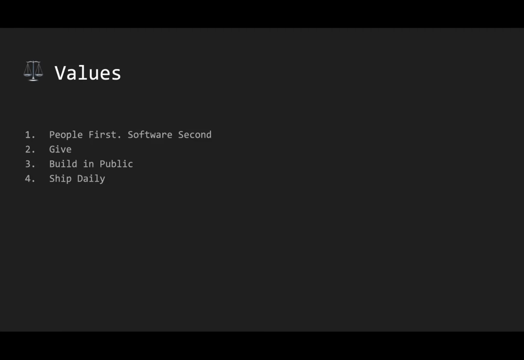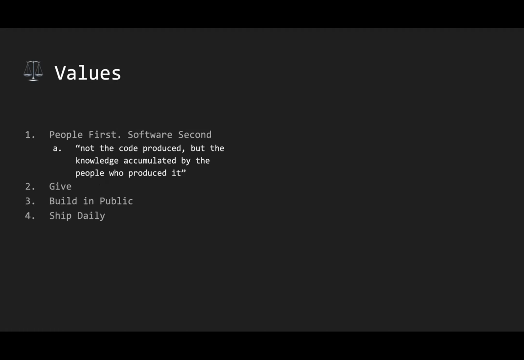Last Friday, I talked about this in my email, but now I'm going to talk about this in a little bit more detail. So the first value is people first, software second. And I remember reading this article from last year. It was titled How to Write Good Software. And it was actually a really good post.